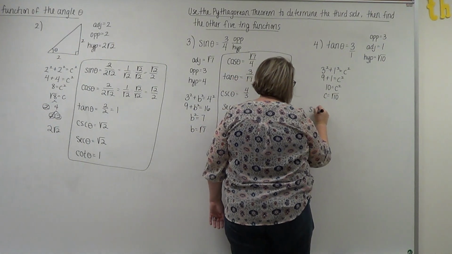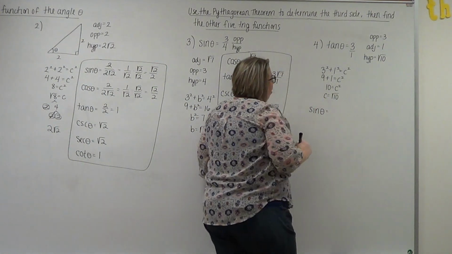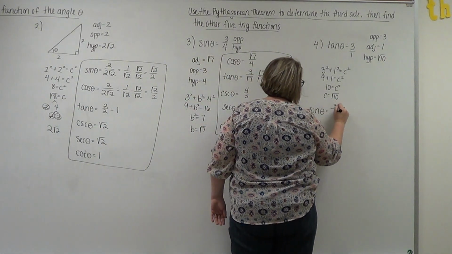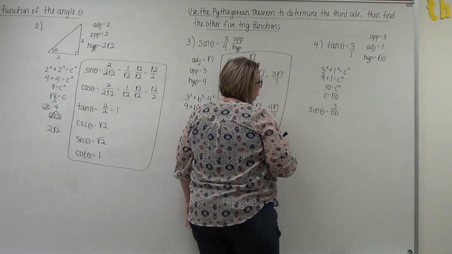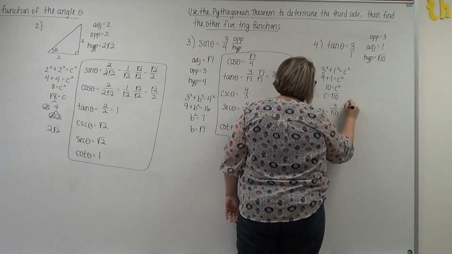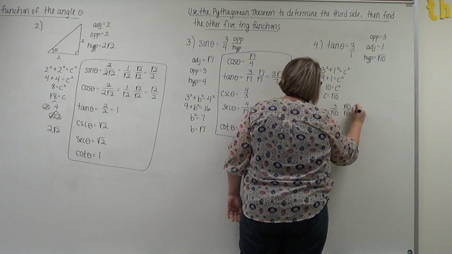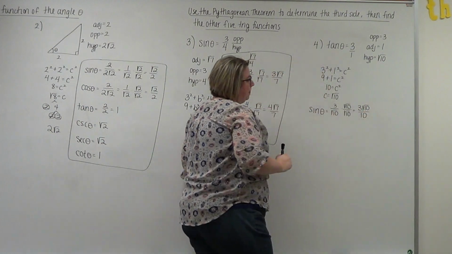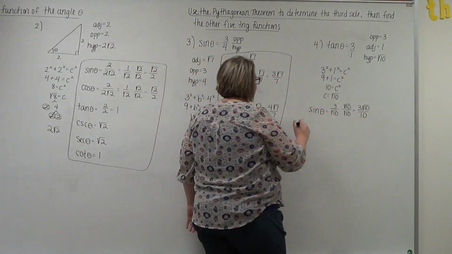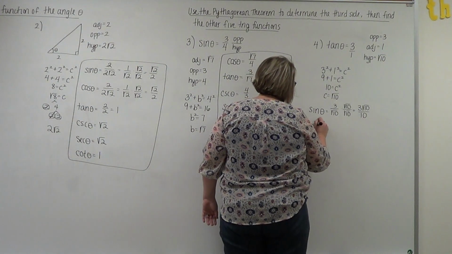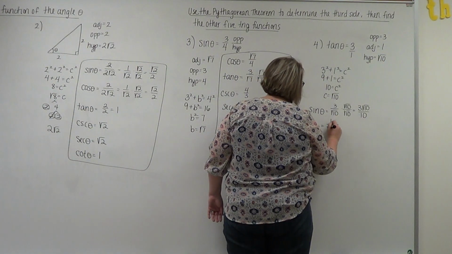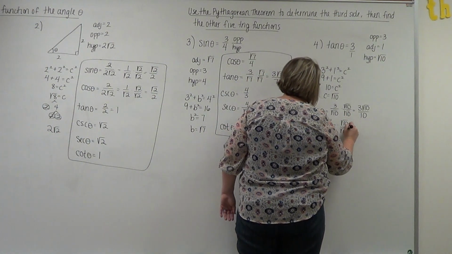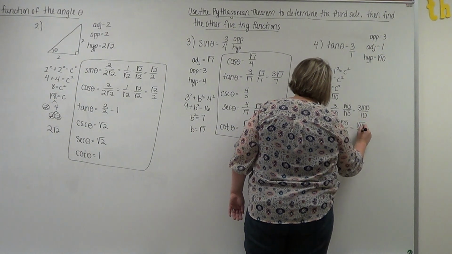So now we can find our trig functions. So sine is opposite over hypotenuse. So 3 over square root of 10. So then I have to rationalize. So I have to multiply by square root of 10 over square root of 10. So 3 square root of 10 over 10. Cosine is adjacent over hypotenuse. So 1 over square root of 10. And I'll rationalize. So this would be square root of 10 over 10.